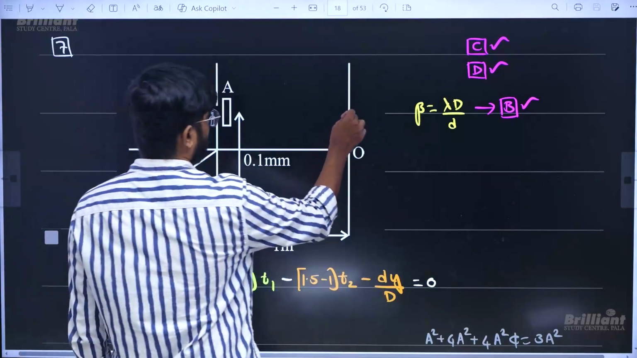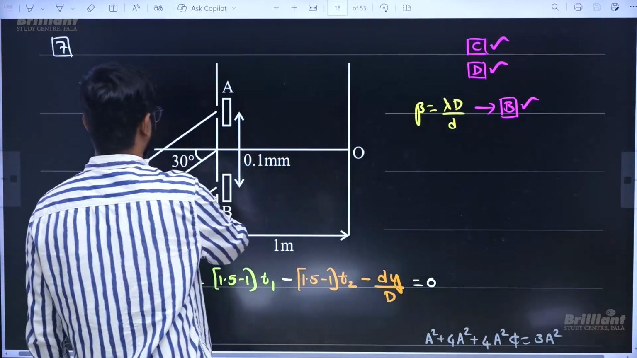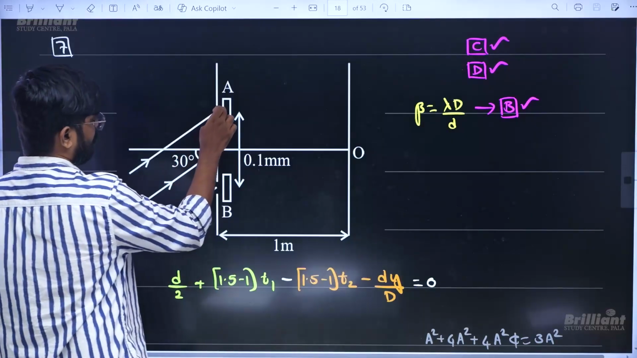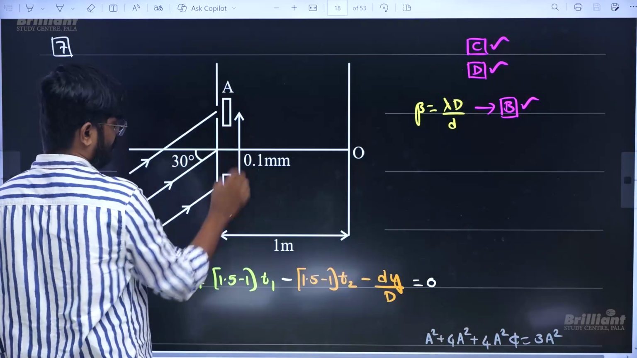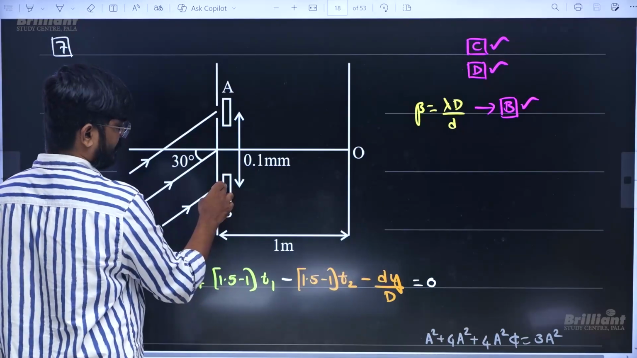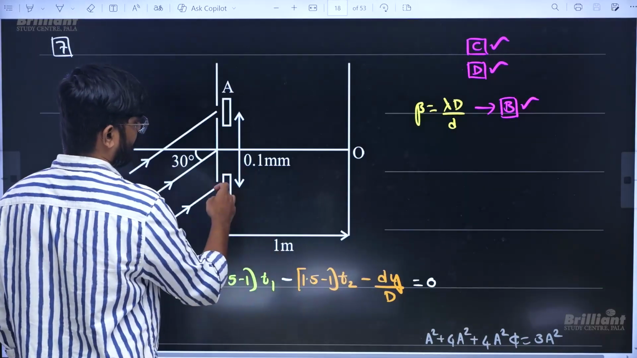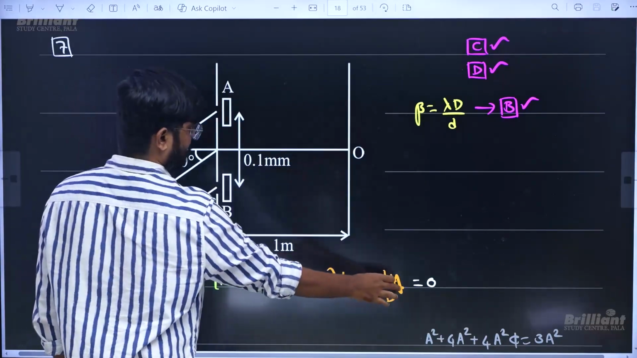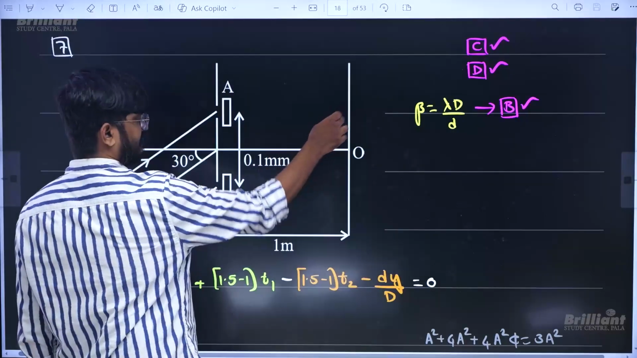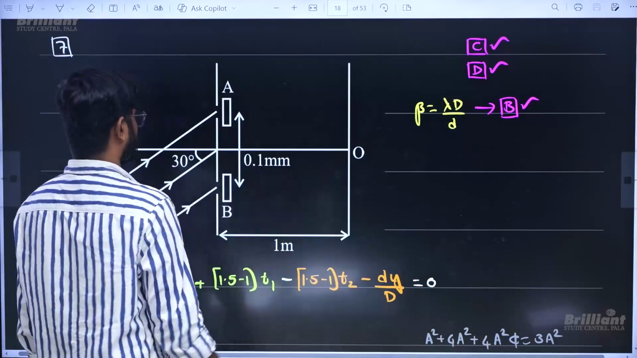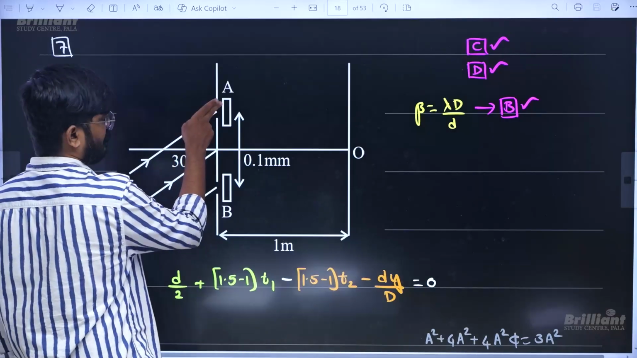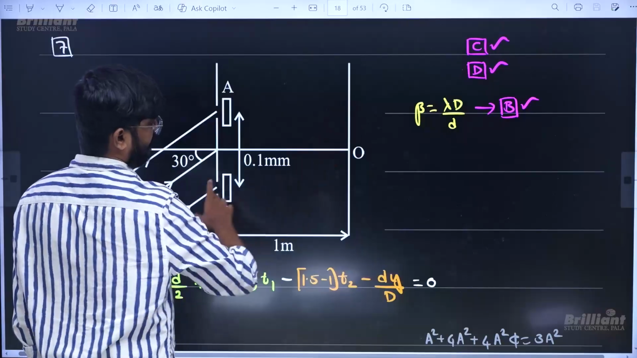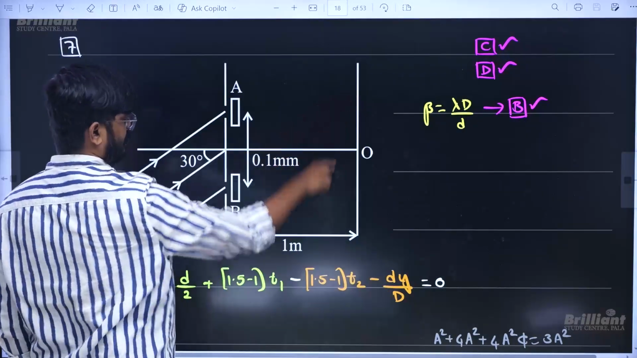Now they were telling central maxima is here. So this is traveling extra path of d sine 30. Now apart from that, there is an extra path of mu minus 1 into t. For this guy, an extra path of mu minus 1 into t, and from here to here, extra geometrical path length of dy by d. This guy will be having extra here when we are going here. So this guy is having an extra of d sine theta, mu minus 1 into t, but this guy will be having an extra of mu minus 1 into t and dy by d. This length will be more than this length.